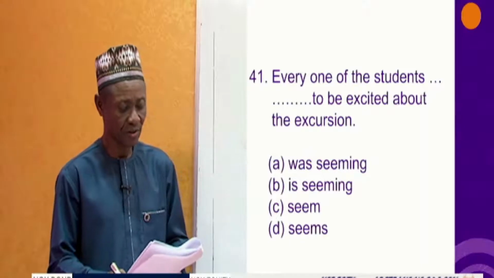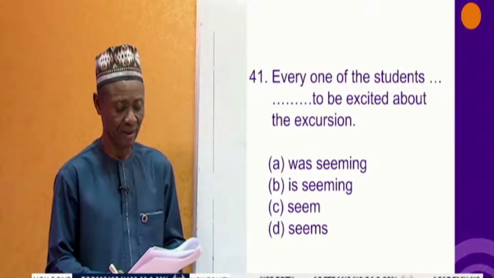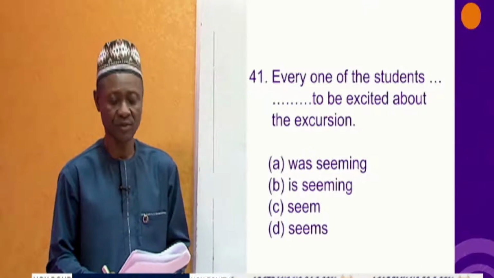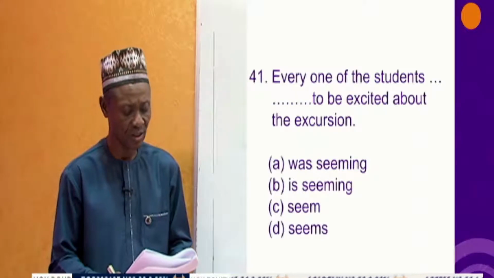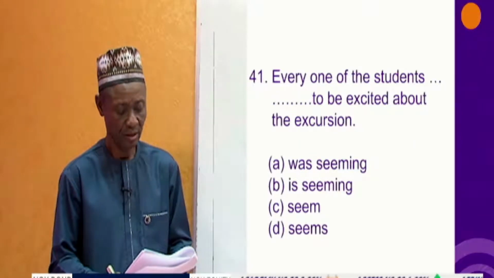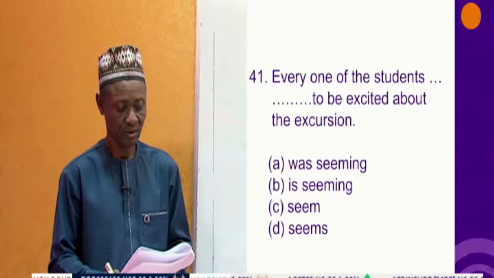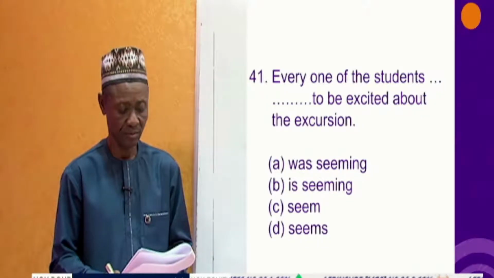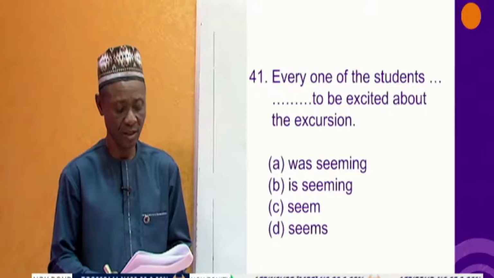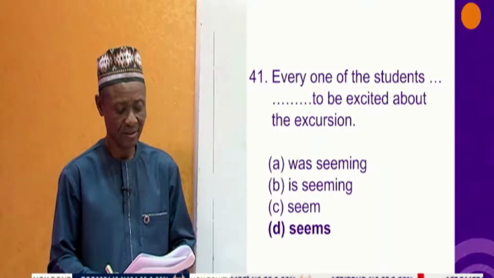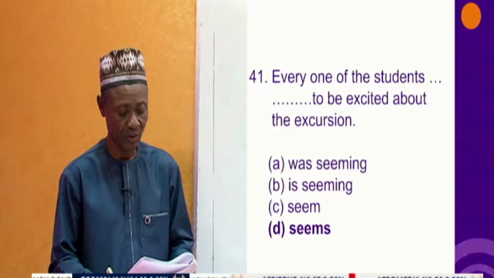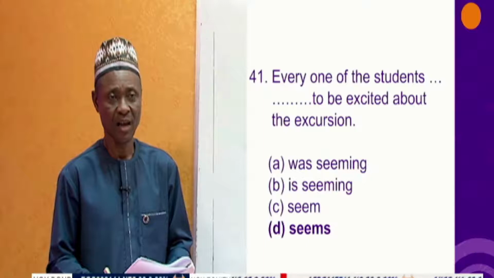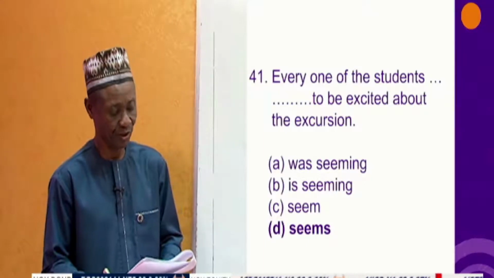Every one of the students dash to be excited about the excursion. Options are A, was seeming. B, is seeming. C, seem. D, seems. That is the word that collocates with everyone here, and that is the appropriate answer, option D.